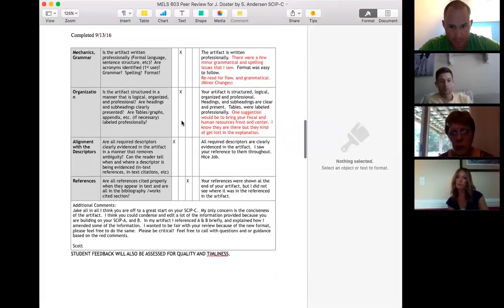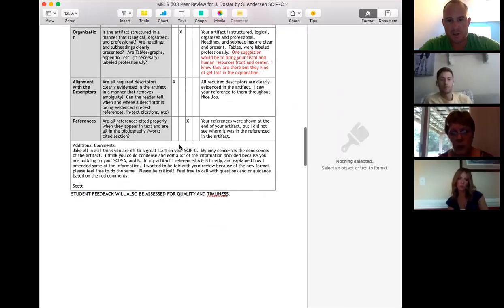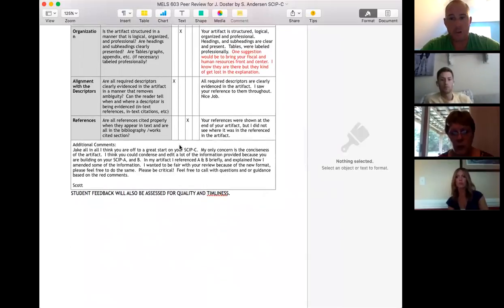Organization, bring your fiscal and human resources to the forefront. Put a big title on that, because that's what we're supposed to be writing about. So I guess that should really be highlighted. Right. Descriptors, great job. I've learned something from you on the descriptors, putting it in the paper.